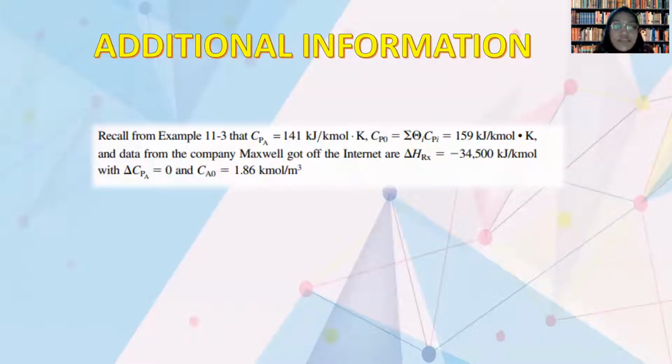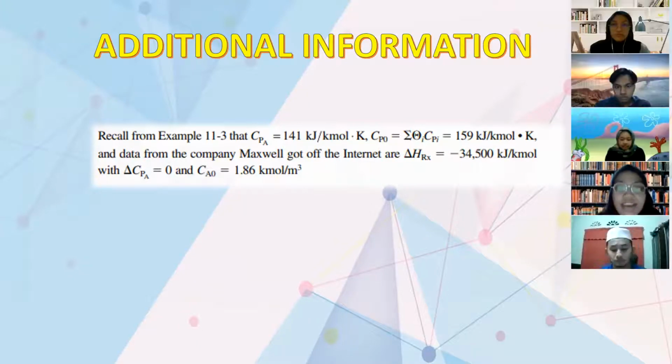From the example, the additional information that we get from example 11.3 is that CPA is equal to 141 kilojoule per kilomole per Kelvin and CPO is equal to 159 kilojoule per kilomole per Kelvin. The data from the company Maxwell got off the internet is delta H reaction equal to negative 34,500 kilojoule per kilomole, with delta CPA equal to 0 and CA naught equal to 1.86 kilomole per meter cube.